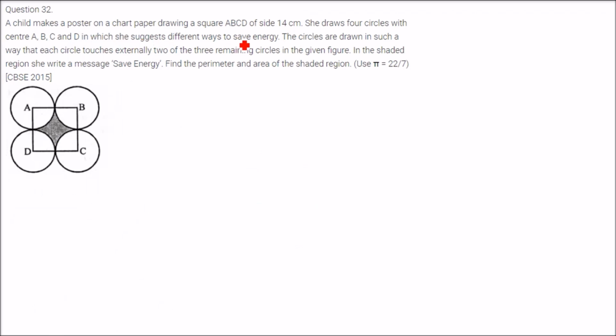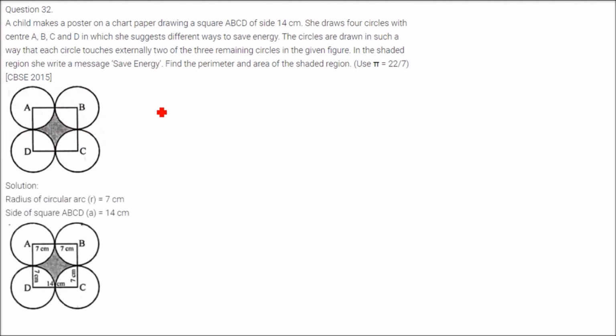A child makes a poster on a chart paper drawing a square ABCD of side 14 centimeter. She draws 4 circles with centers A, B, C, D, in which she suggests different ways to save energy. The circles are drawn in such a way that each circle touches externally 2 of the 3 remaining circles in the given figure. If the shaded region is the region in which she writes 'save energy', find the perimeter and area of the shaded region. So perimeter, that means this length, and this area.